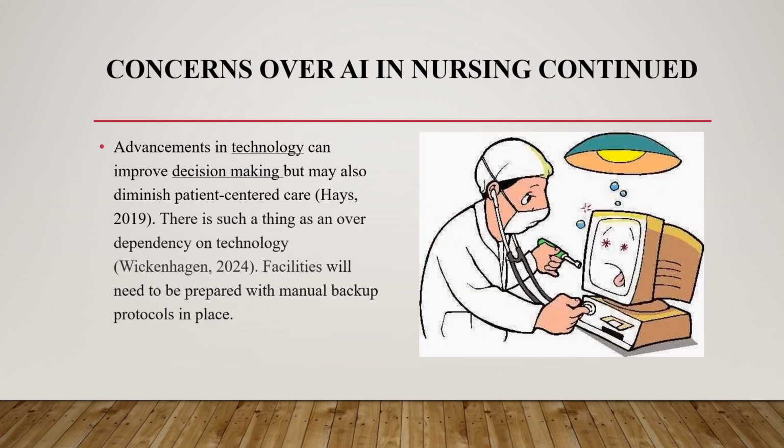Advancements in technology can certainly improve decision-making, but may also diminish patient-centered care. There is also such a thing as an over-dependency on technology. Facilities will need to be prepared with backup protocols in place, especially as the AI becomes more sophisticated with helping us on our day-to-day job. It could also be a little bit paralyzing.